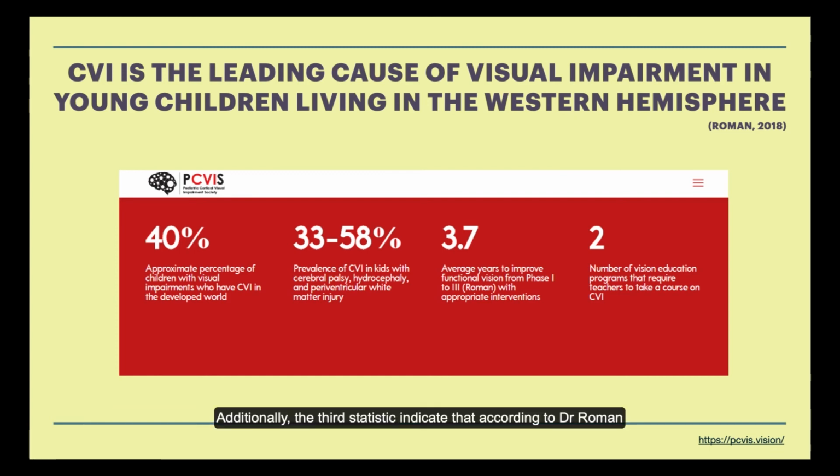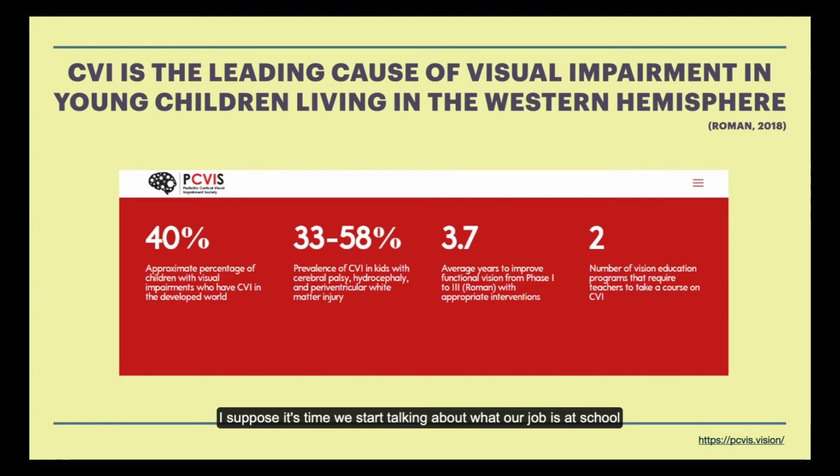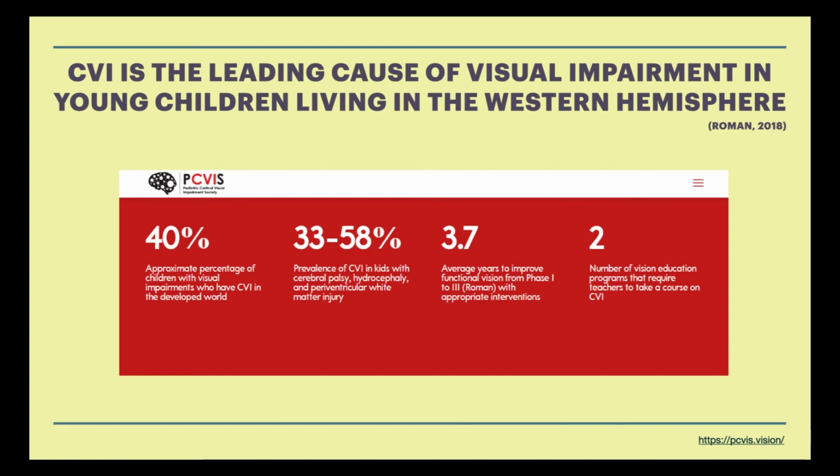Additionally, the third statistic indicates that according to Dr. Roman, in an average of 3.7 years, a child could improve from phase 1 to phase 3 with appropriate interventions. I suppose it's time we start talking about what our job is at schools for children with cortical visual impairments.